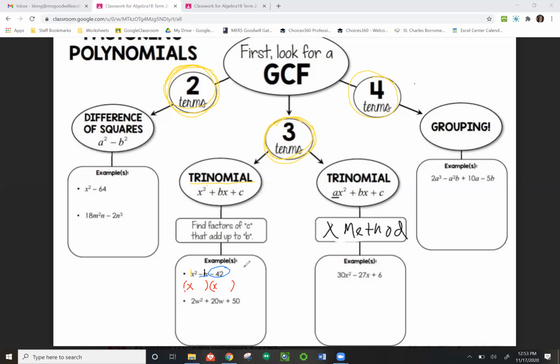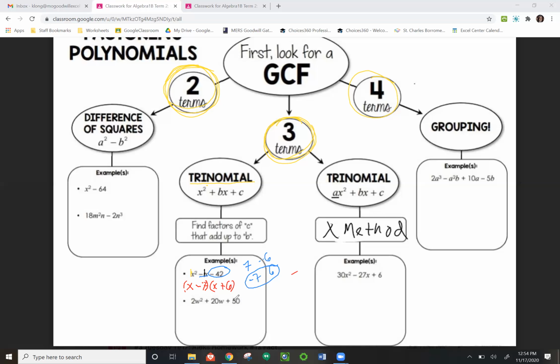Well, let's think. We have negative 42. You can have 7 times negative 6. You could also have negative 7 times positive 6. The list could go longer, but I think that I found one. Negative 7 times positive 6, that's negative 42. And then negative 7 plus 6 is a negative 1. So those are going to be my 2 integers that I plug into my binomials. Negative 7, positive 6. So the factored form is the quantity x minus 7 times the quantity x plus 6.